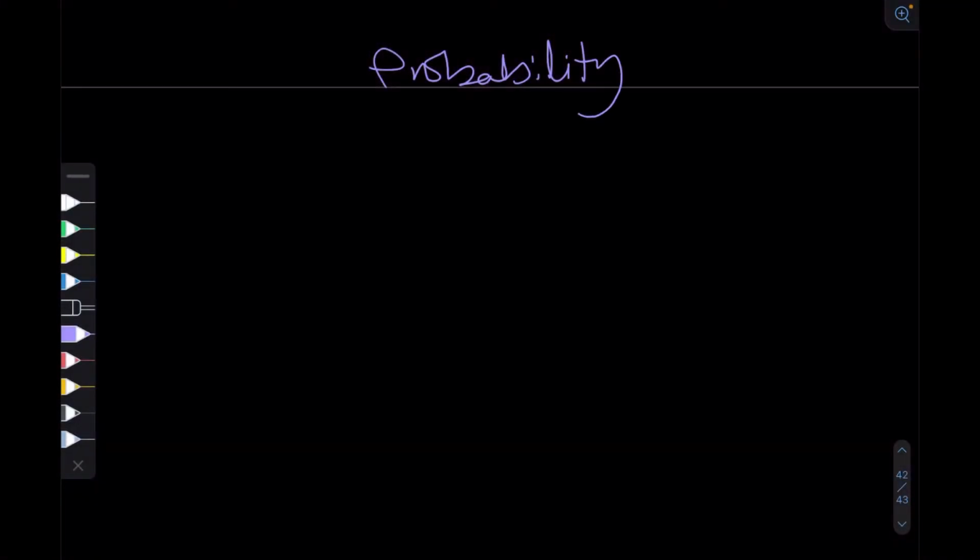Hello, welcome back. So we looked at the basics of probabilities. We talked about the addition law, multiplication law, and the basic definition of probability. So we will move forward and talk about mutually exclusive events.